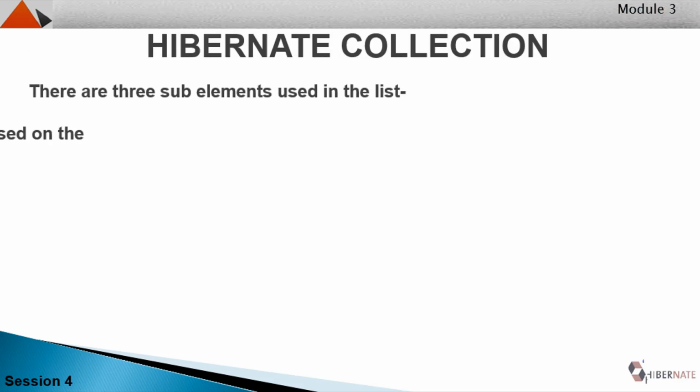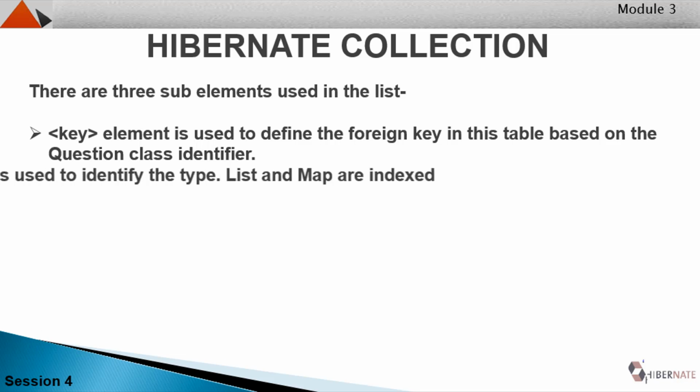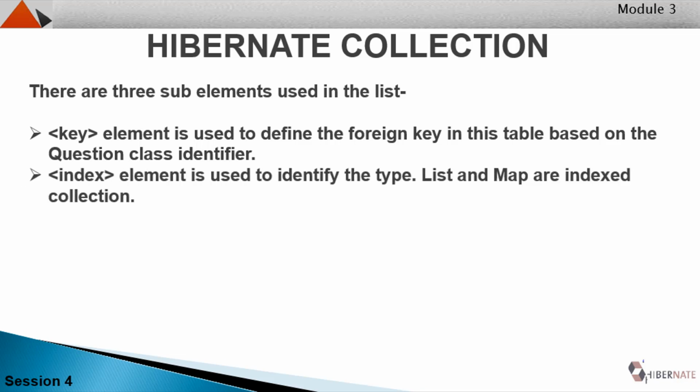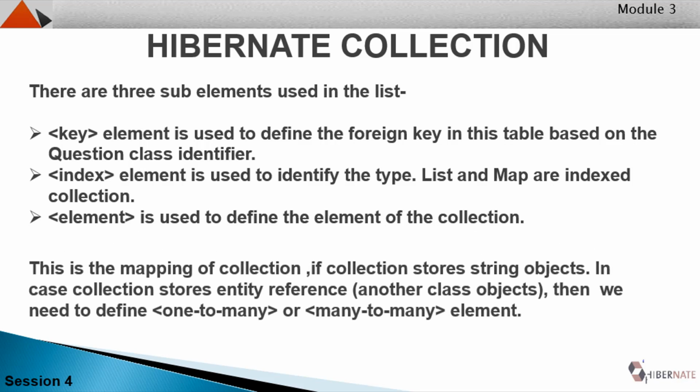There are three sub-elements used in the list. Key element is used to define the foreign key in this table based on the Question class identifier. Index element is used to identify the type. List and map are indexed collections. Element is used to define the element of the collection. This is the mapping of collection if collection stores string objects. But if collection stores entity reference, another class objects, we need to define one-to-many or many-to-many element.